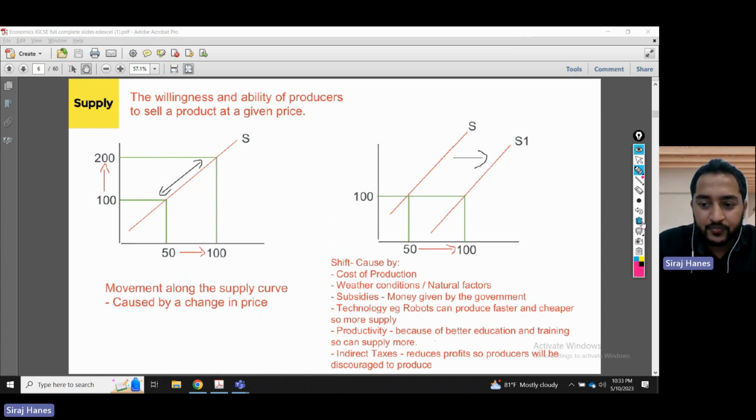Remember though, guys, right is good. Right means an increase. Even for demand, right means good, an increase. Left means bad, a decrease. So keep that in mind as you go forward.